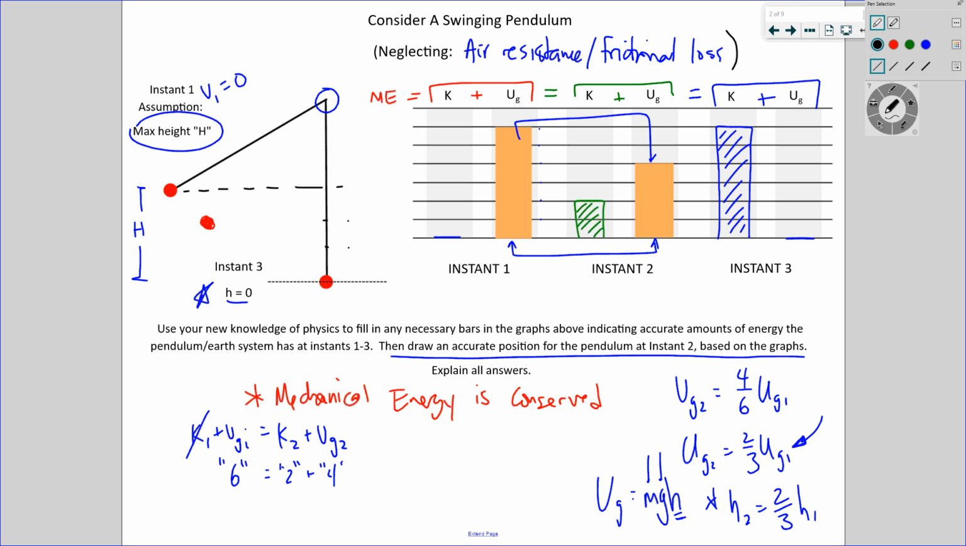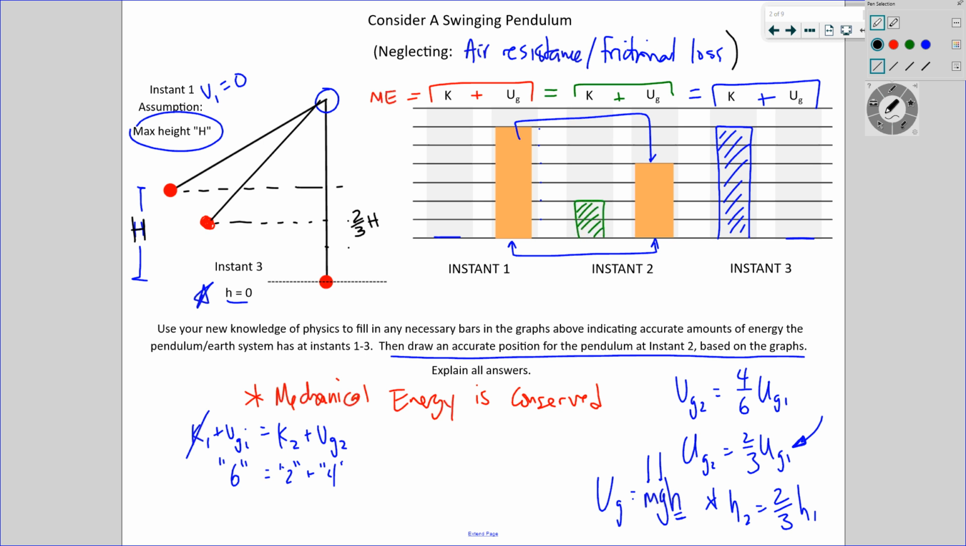Notice here's my 2/3 h, as compared to h. So there's where the object is. Want me to draw a string? I'll do it. Yeah? Okay?